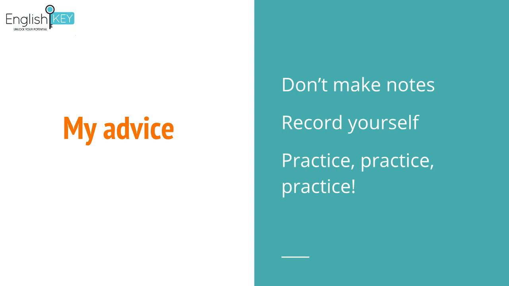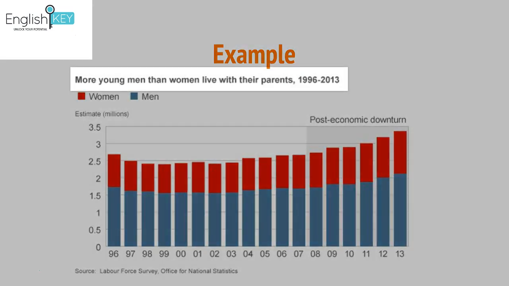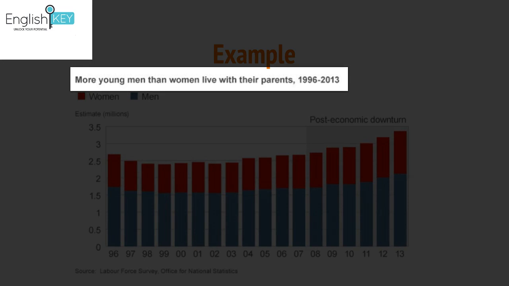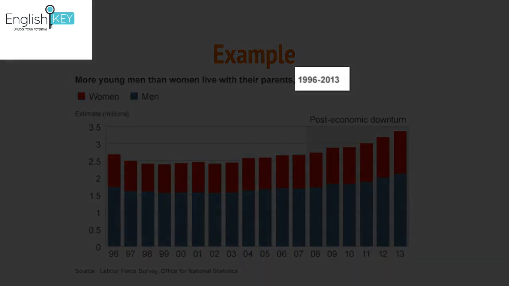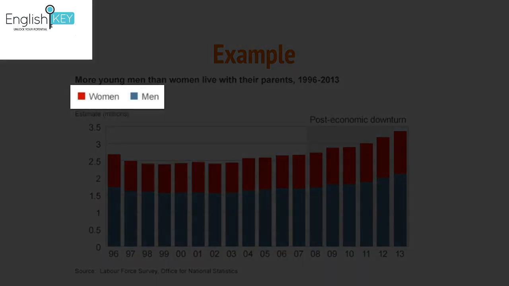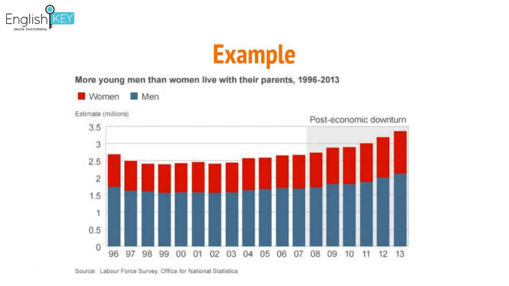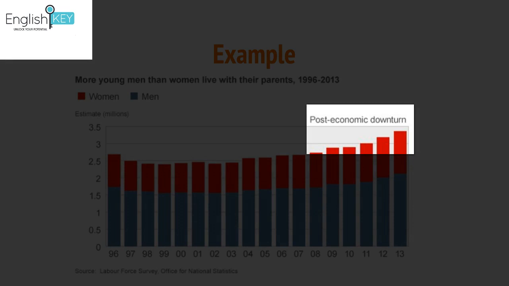So I've prepared an example for us to take a look at. And this example talks about how young men are living at home with their parents. Proportionately more men living at home than women. It shows the years, which are from 1996 to 2013. The women are clearly shown in red, and the men are shown in blue. They are shown as an estimate in millions, and there's a grey section which shows the post-economic downturn.